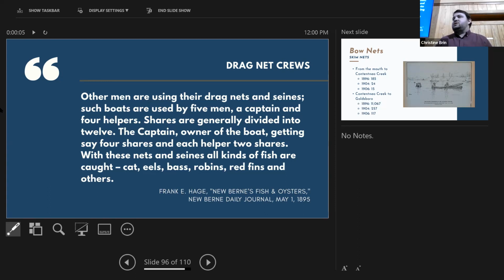So these share systems seem like they could vary from case to case, from crew to crew. It's not a hard and fast rule, it would appear. With these nets and seines, all kinds of fish are caught: cat, eels, bass, robins, redfins, and others.